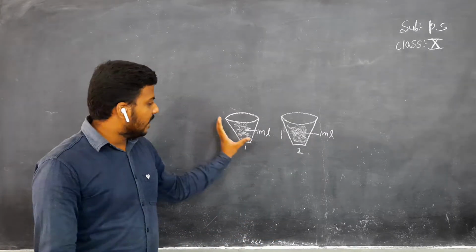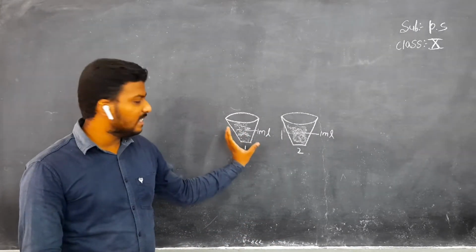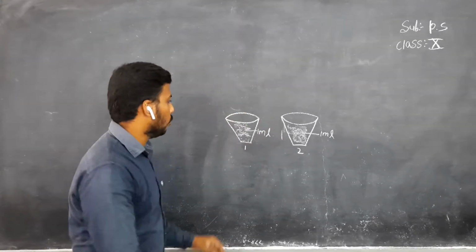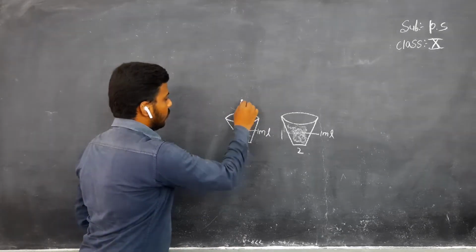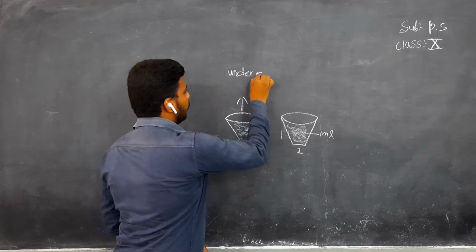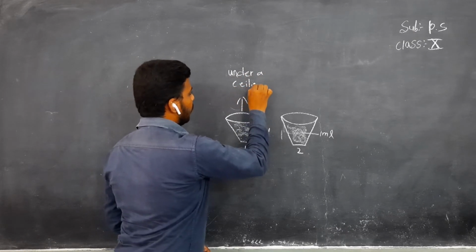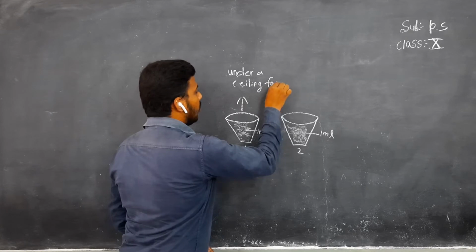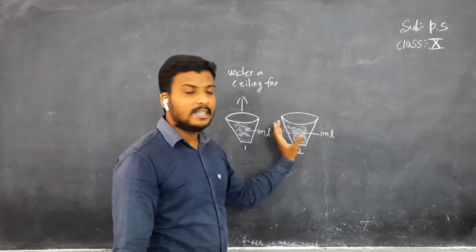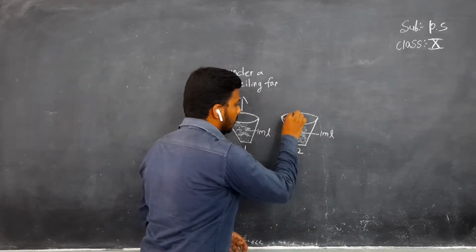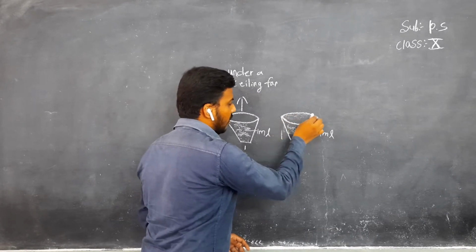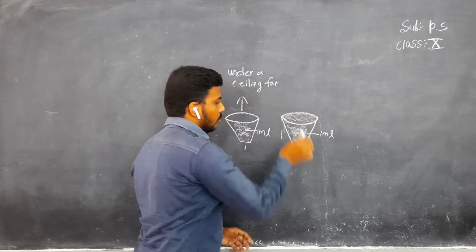Right now, you keep one of the dishes containing spirit under a ceiling fan. This should be kept under a ceiling fan. And the next dish should be closed with its lid. What is a lid? The covering part of the petri dish. This has to be covered. This is the lid. Understand, children?